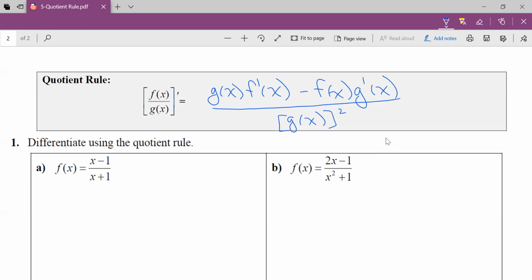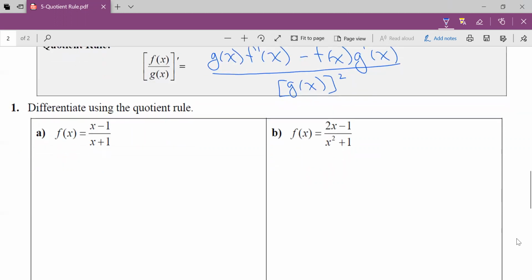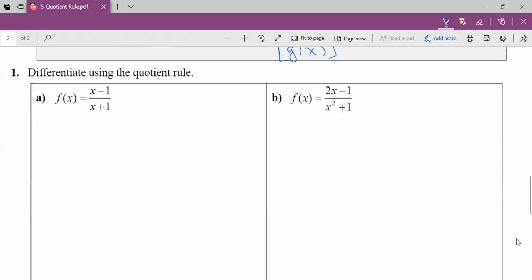That's what it looks like as a rule. I prefer just to use words: bottom times the derivative of the top, minus the top times the derivative of the bottom, all over the bottom squared. I know I should be using the terms numerator and denominator, but that just makes it sound more complicated. That's it, friends. There's your rule. We just need to apply it. Where this gets tricky is the simplification, not usually in applying the rule itself.